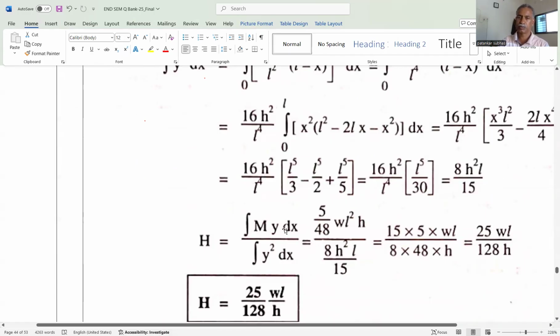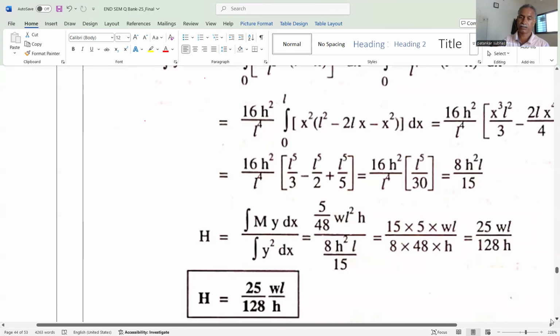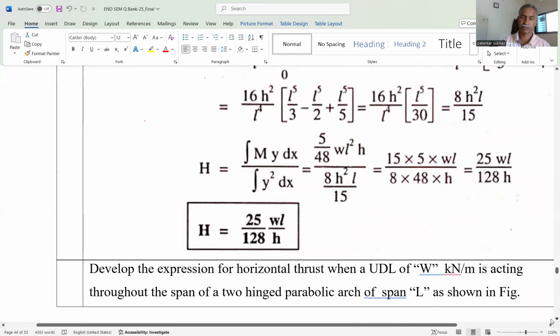So we get the integration of y square dx as 8 h square L divided by 15, and put this value in the equation. H is equal to the integration of m y dx divided by the integration of y square dx, and we get 25 W L divided by 128 h. These are the standard values. And generally in examinations, either a point load or a UDL acting throughout the span is asked.